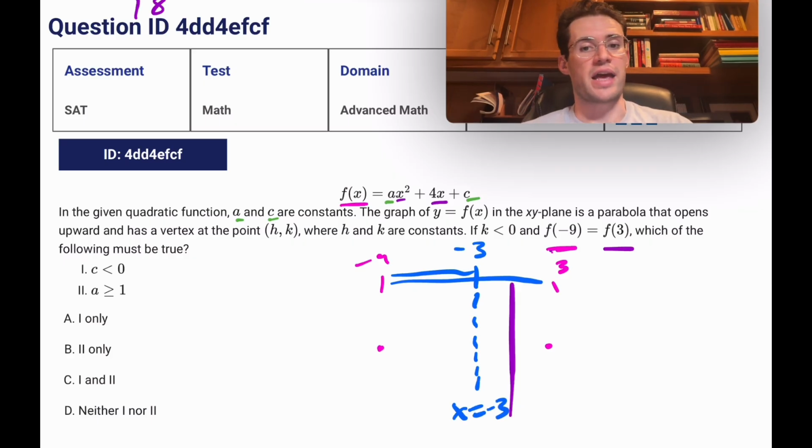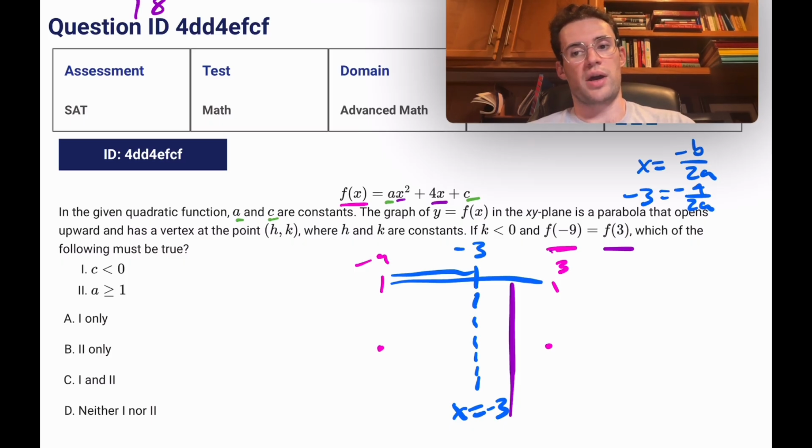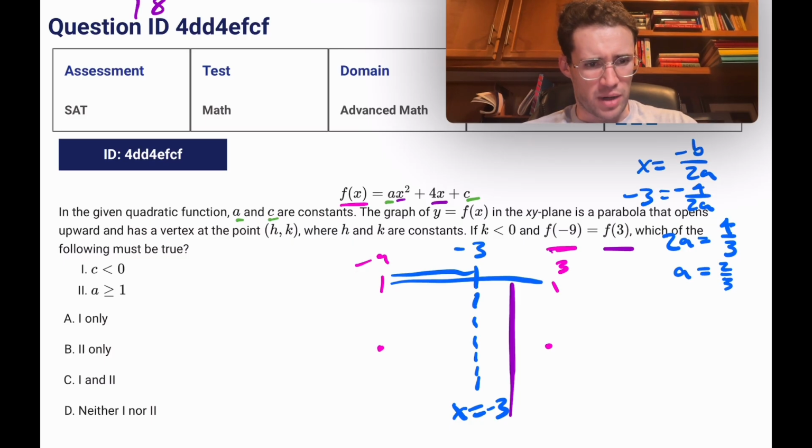Now, if you had to find what a was, all right, well, we know our axis of symmetry is negative b over 2a. So that means that negative 3 is equal to negative 4 over 2a. You can figure out a from there. You just multiply both sides by 2a, divide both sides by negative 3. Get 2a equals 4/3, which would then mean that a is equal to 2/3. Okay, so you could figure that out. They don't actually care what a is, right? Oh, which of the following must be true? Actually, that does matter. Okay, so I was just trying to do that as a side thing.